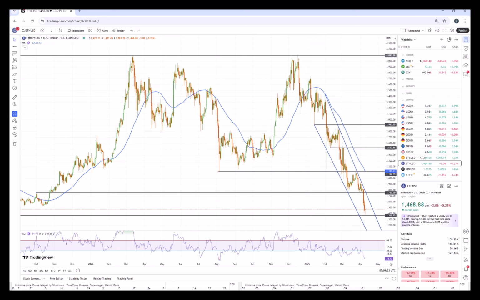It's very volatile still, and there's still risk of some massive moves. So keep your stops tight if you're trying to trade it.